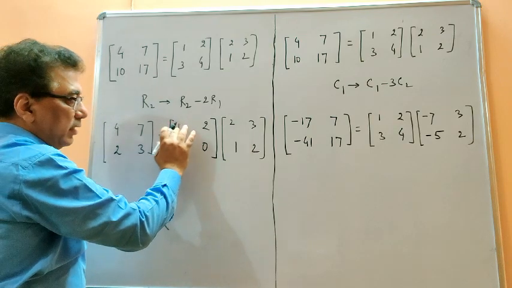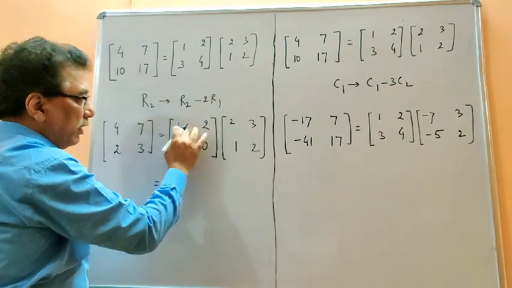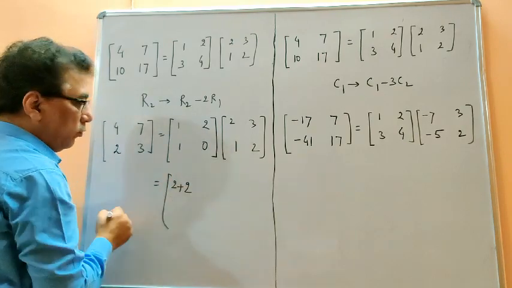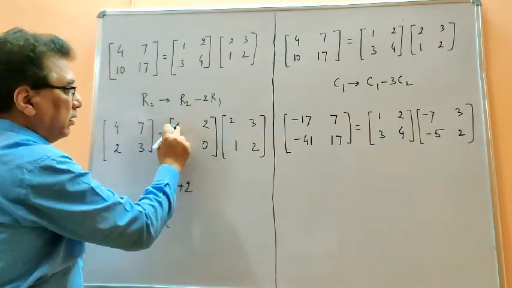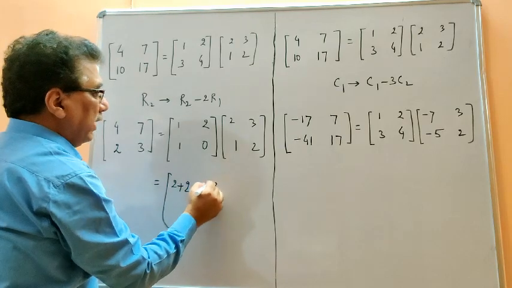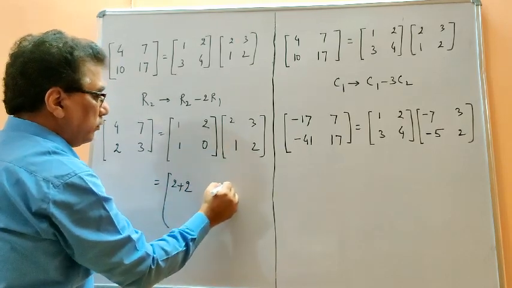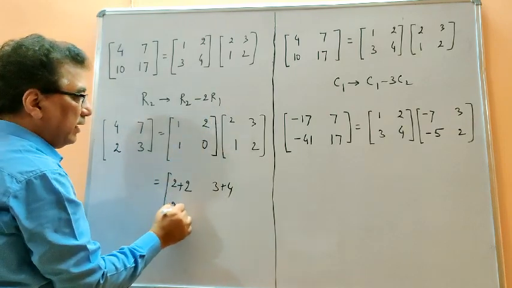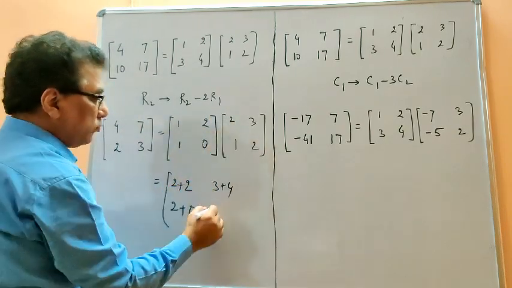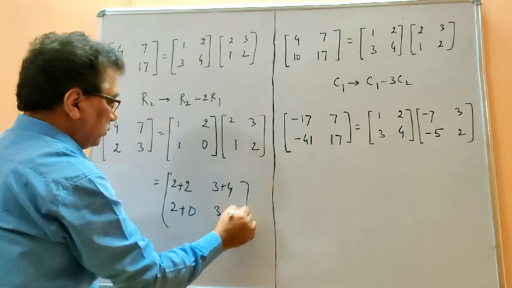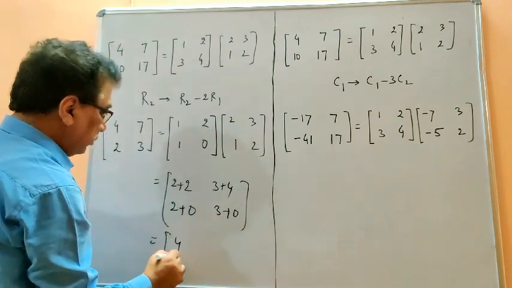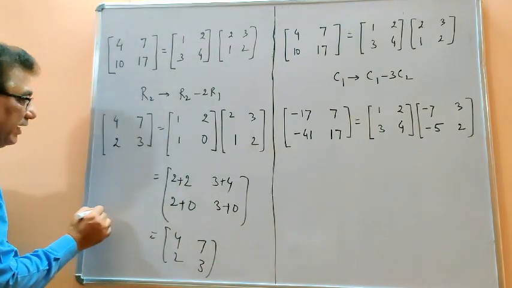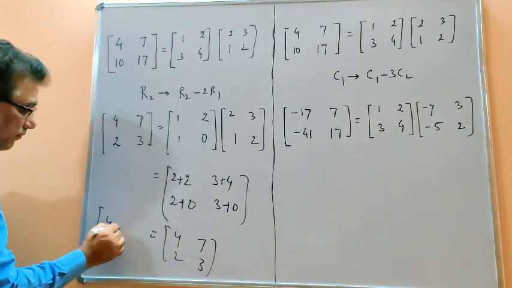So when we multiply these two, suppose 1 with 2 and then 2 with 1, so 4, it's matching with this element. Now 1 into 3 and then 2 into 2, 4. Similarly 1 into 2 and then 0 into 1, 1 into 3 and 0. Okay, so what do we get? 4, 2 and 7, 3. So we get the equality of matrices.